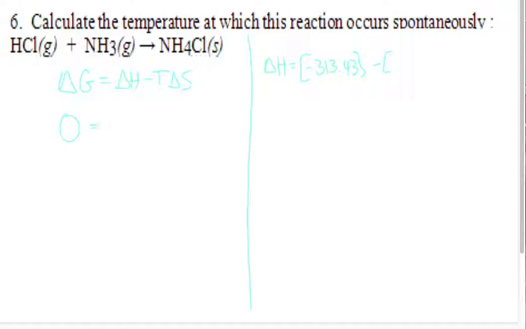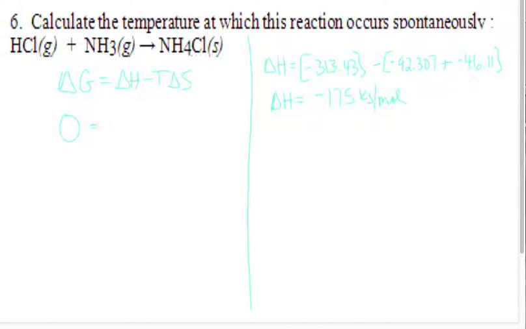Minus HCl, and there's only one of all of these, so 1 times HCl, is that gas? Yes, negative 92.307, plus NH3 gas is negative 46.11. So what is our delta H? I need a couple people to make sure we have the right answer. Negative 175? All right, I saw a couple heads nod, so that's negative 175 kilojoules per mole.